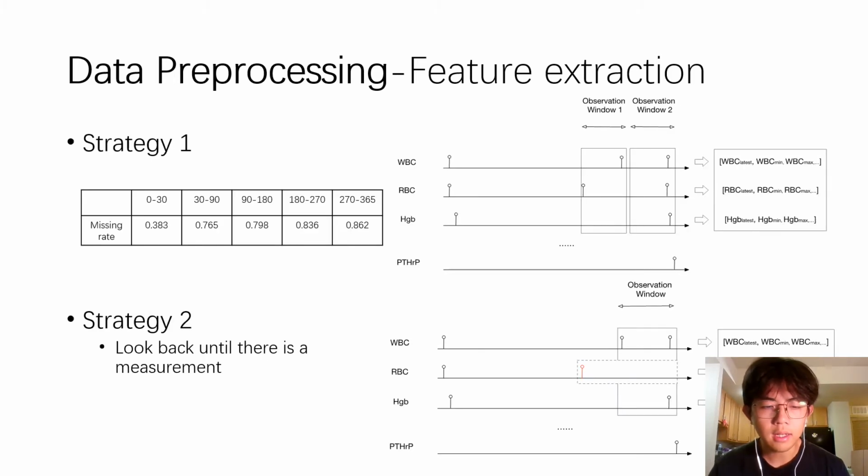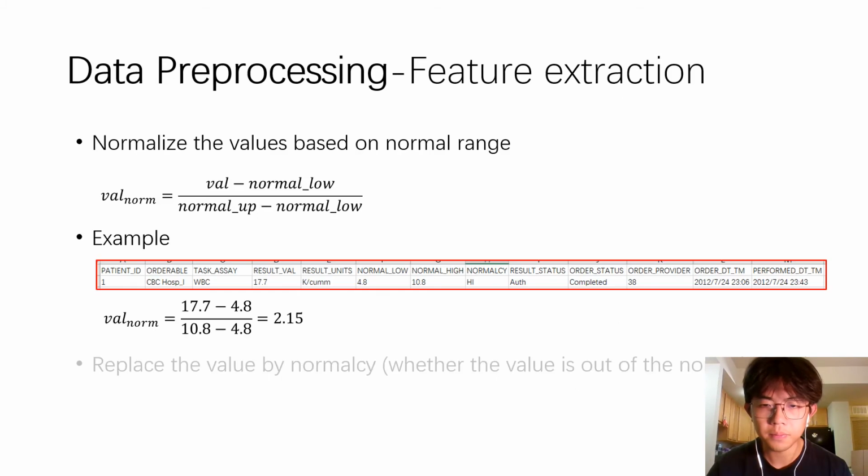So here, we designed two strategies for our feature extraction process. The first is setting the observation window as some certain time measurement units, for example, a month, a season, or a year. The second strategy is to set a fixed length of the observation window first, and then for those lab tests which don't have measurements in such a time window, we will look back until there is a measurement for these lab tests. For this part, we find the first strategy is much better in prediction performance, and I will introduce some of our experimental results afterward about how we finally determine the length of the observation window.